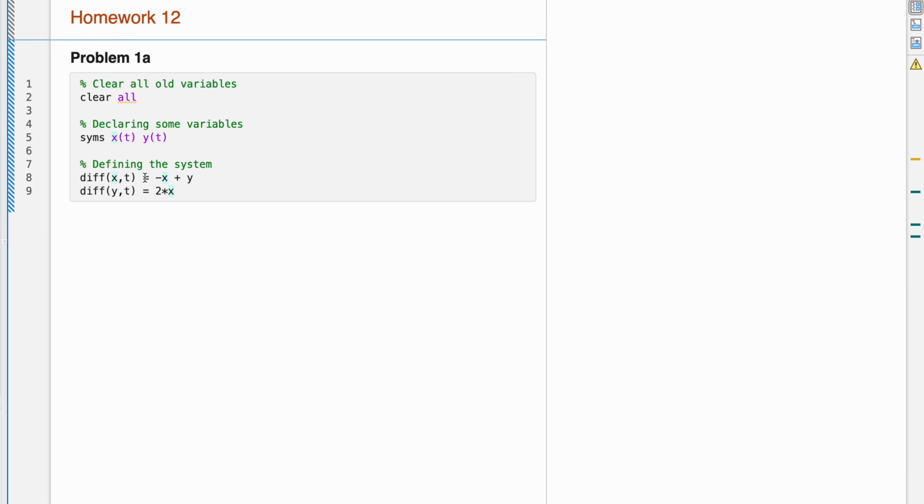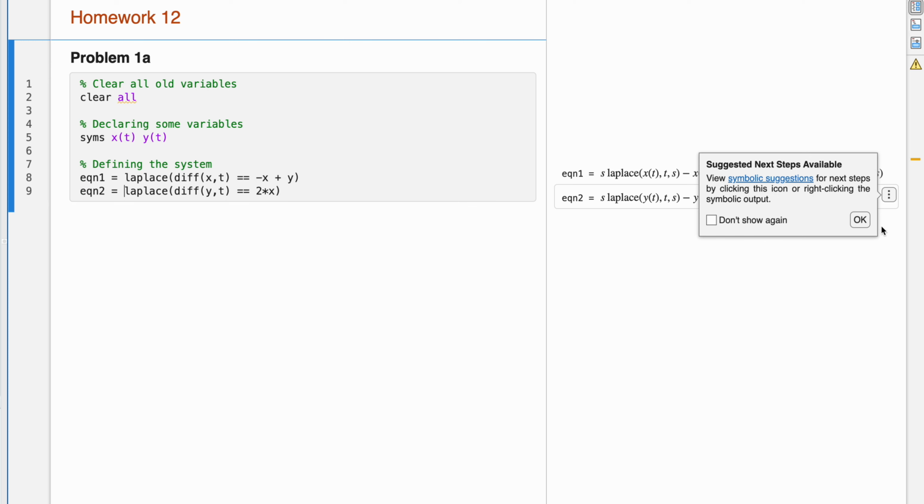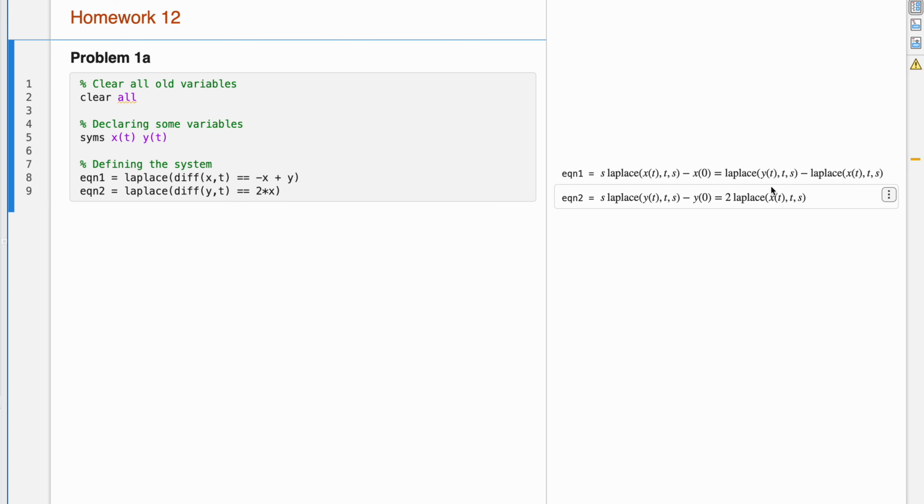And we want to apply the Laplace to this. So let's make this an equation with a double equal sign and apply the Laplace. I don't know if it'll take it. We'll try laplace. And this is going to be equation 1 and this is going to be equation 2. So we press Control Enter. It did take it, and this stays this way. Well, let's see if this makes sense.